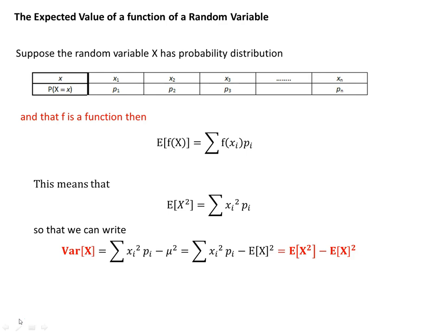In particular, that means that the expected value of the random variable squared is simply the sum of all of the x values squared times the corresponding probabilities. Which means that the variance of X can be written as the expected value of X squared minus the expected value of X, all squared. You'll find that relationship comes in quite useful in some questions.